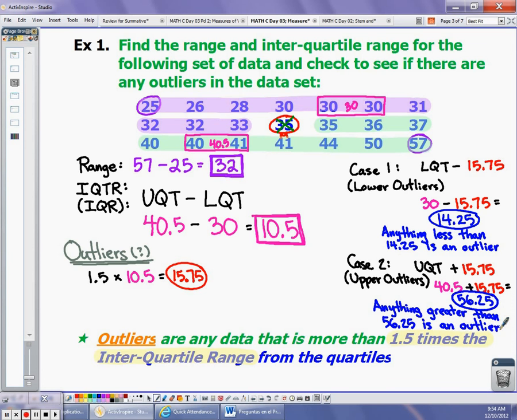So now I'm going to take a look at my data set, and I'm going to ask myself, is there anything that is greater than 56.25? And I do see one. That number 57 is greater than our 56.25. So therefore, we can say that this right here is an outlier.